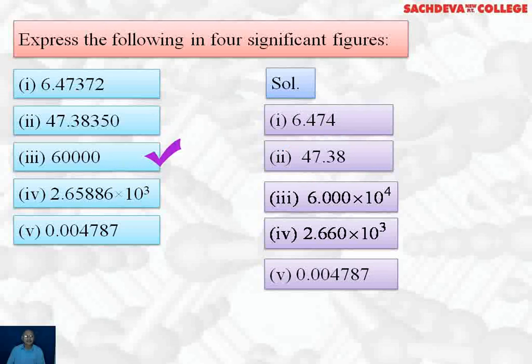Next, 60,000 will be expressed as 6.000 into 10 to the power 4. It has four significant figures. Next, 2.65886 into 10 to the power 3. If we want to express it in 4 significant figures, we have to do rounding off, and rounding off will give you 2.660 into 10 to the power 3. Next problem, 0.004787 will be expressed as it is because it already has 4 significant figures.